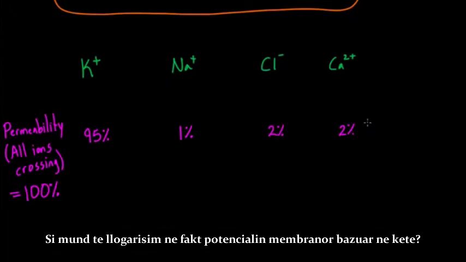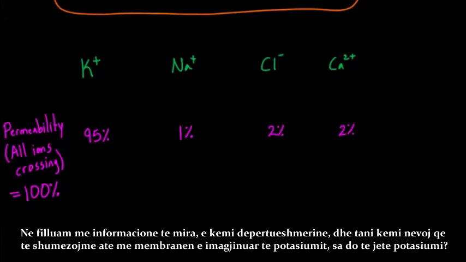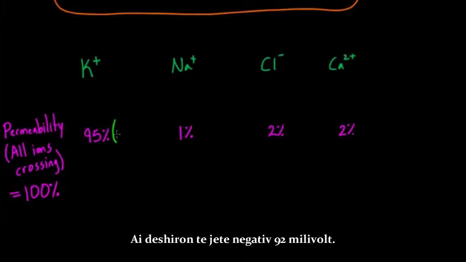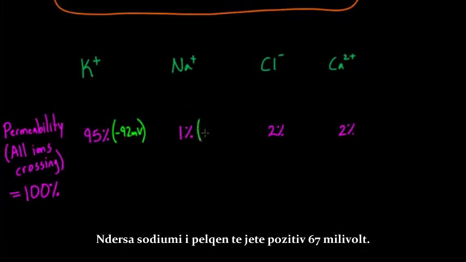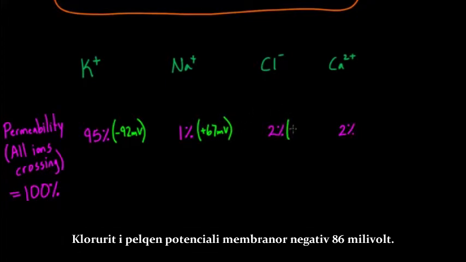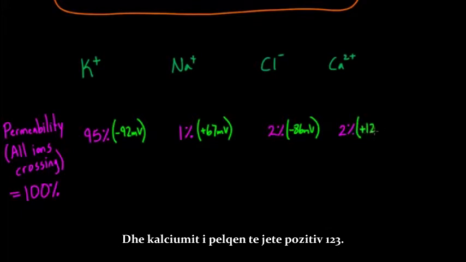So how do you actually calculate the membrane potential based on this? So we've started with good information. We got the permeability. And now I need to multiply it by potassium's ideal membrane potential. What would potassium like it to be? It would like it to be negative 92 millivolts, right? And sodium would like it to be positive 67 millivolts. And chloride would like the membrane potential to be negative 86 millivolts. And calcium would like it to be positive 123. I mean, that's ideally where those ions would like to be.